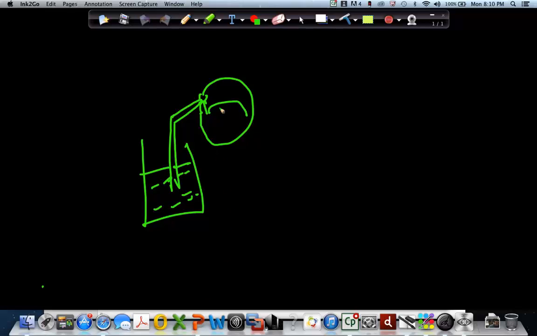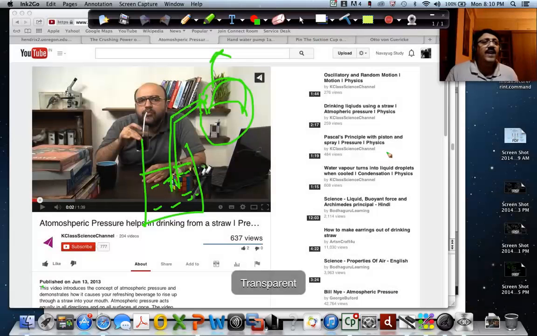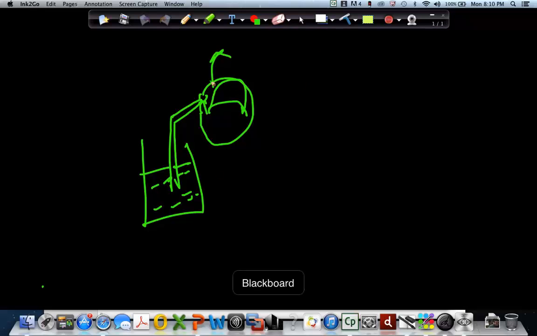right? Now what he does while sucking is he makes the tongue up like that, and he pushes out all the air inside his mouth. When he sucks like this, what is he doing? He is somehow pushing out all the air in his mouth. And when he pushes out all the air in his mouth, what happens?